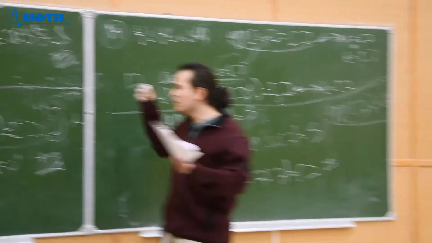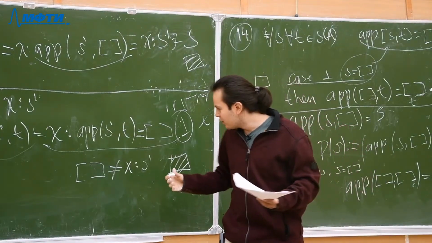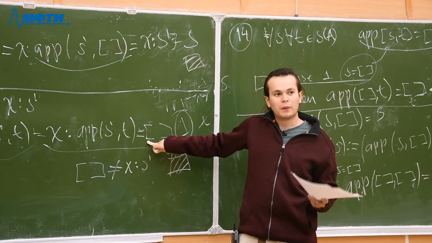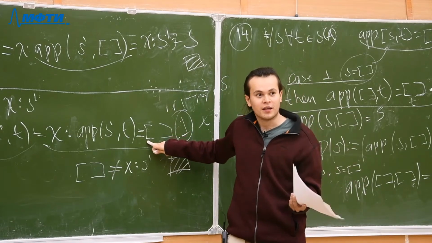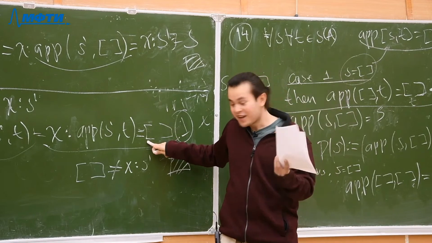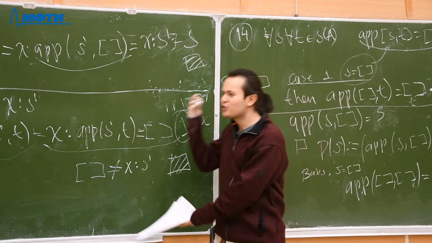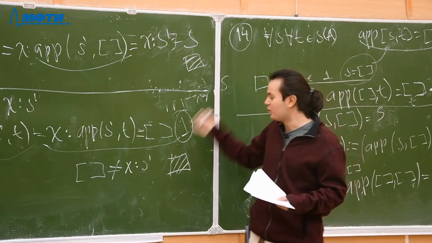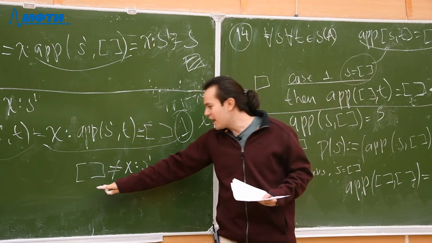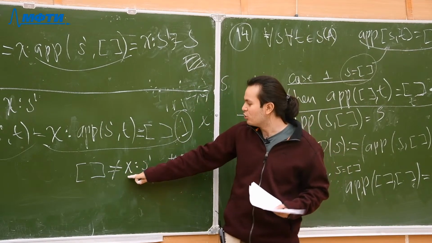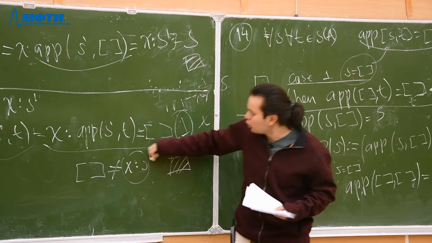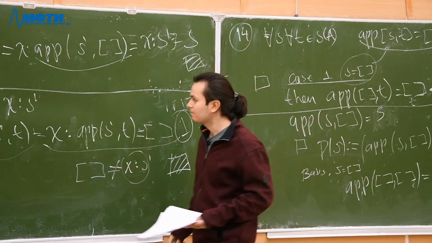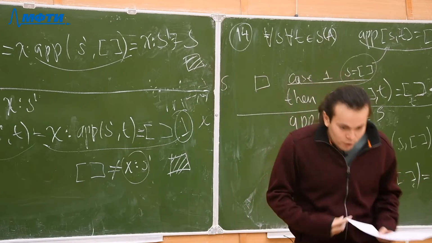So in this case, it's very important that, yes, this is not true, but I'm going to ask you why. And you have to tell me the correct answer, not because we have some element, or because this is obvious or something like that. You have to tell me that by definition, the empty string cannot be equal to x column S prime. And this is the correct answer.